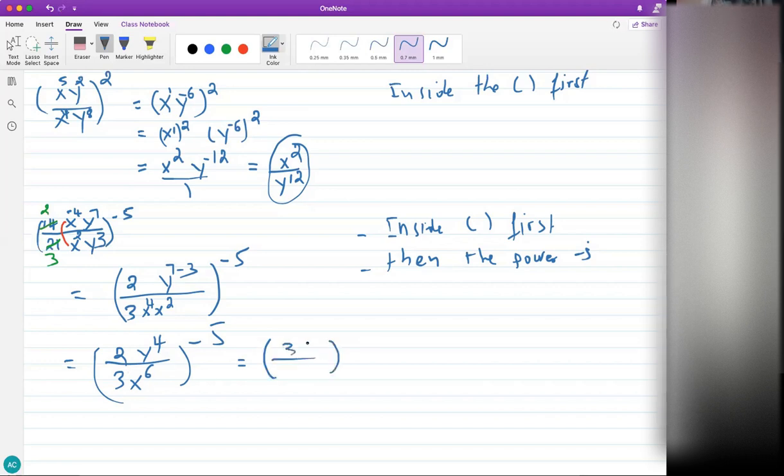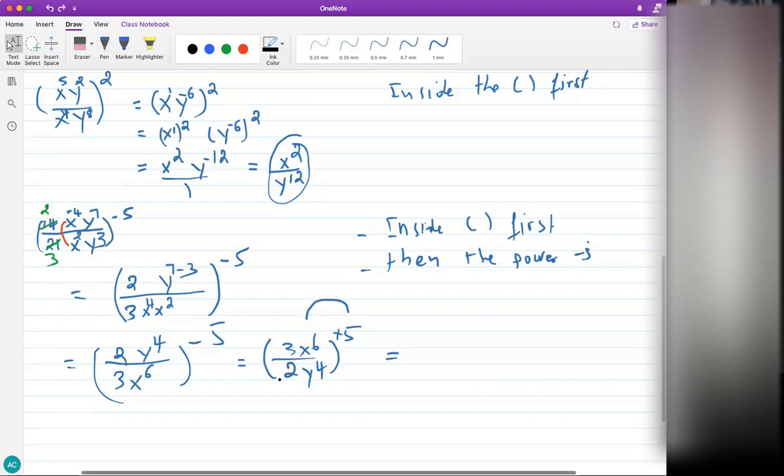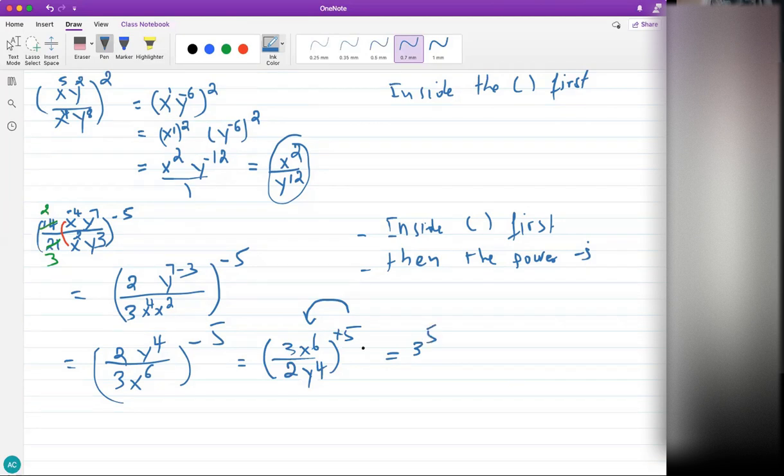This goes up over 2y to the 4th. And this power, instead of negative, we're going to have a positive 5. Now we can distribute it to all these inside. All the numbers and the variables will get that power. So let's write each one of them to that power. Each single thing here, so 3 to the 5th. We have x to the 6th to the 5th, over 2 to the 5th. Finally, this one also to the 5th.